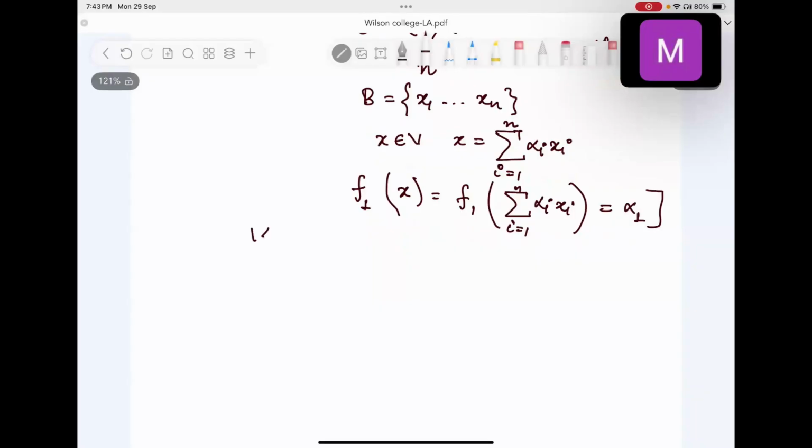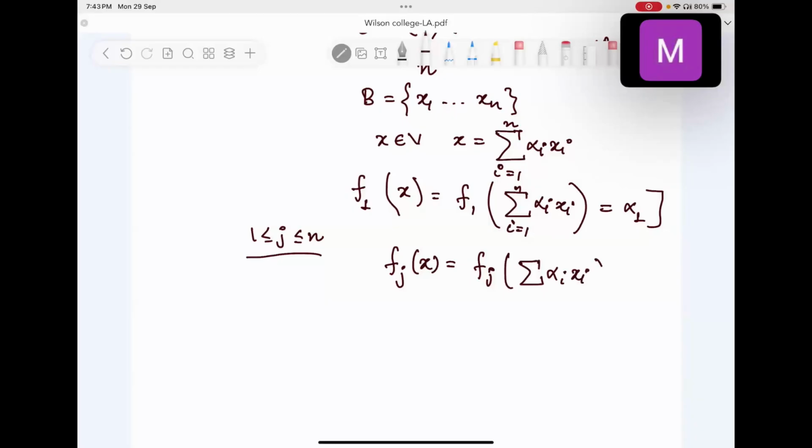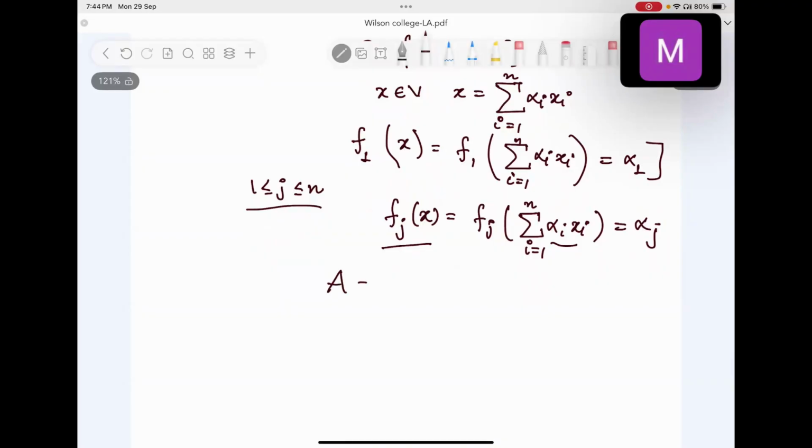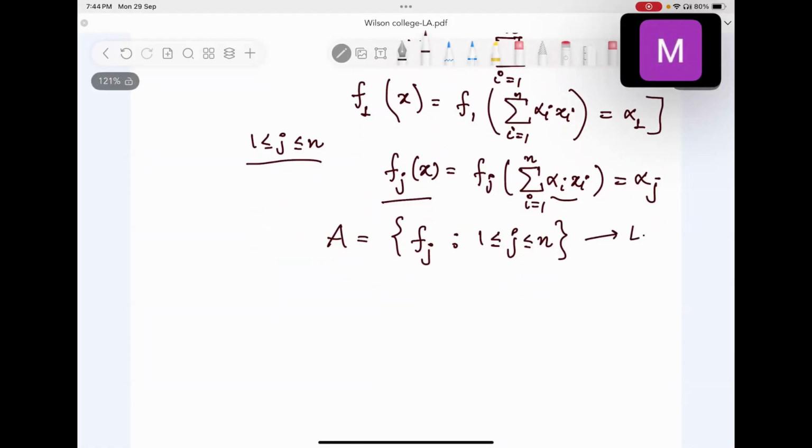Now, similarly, for j belonging to 1 to n, if you define fj of x as fj of the summation of alpha i xi, i equals 1 to n, as alpha j, the jth entry, then you can prove that this is also a linear functional. Now, what can you say about this set? Is it linearly independent or dependent?